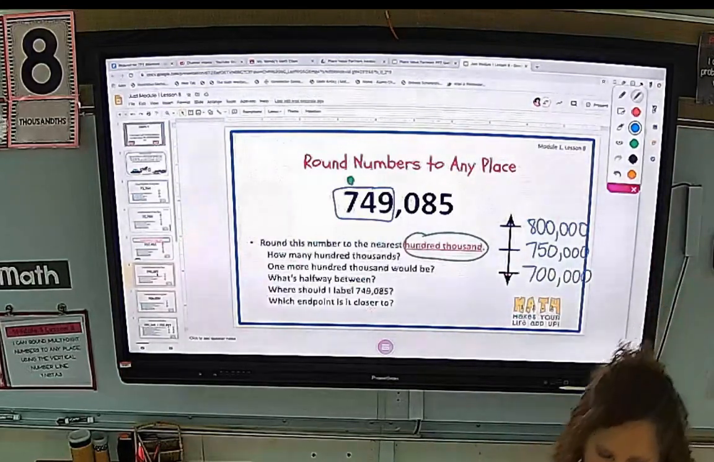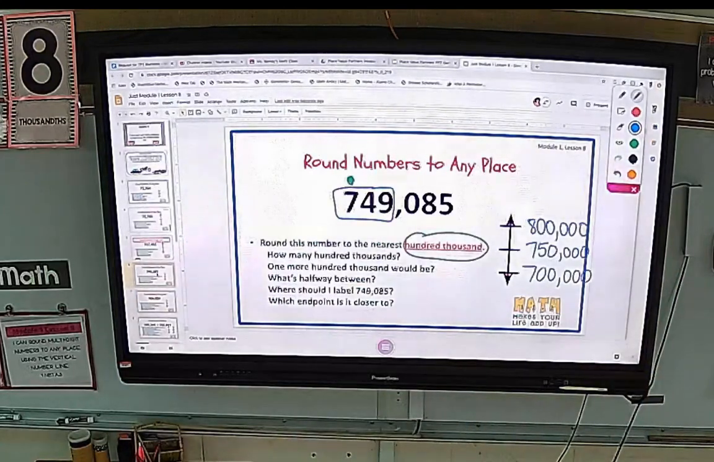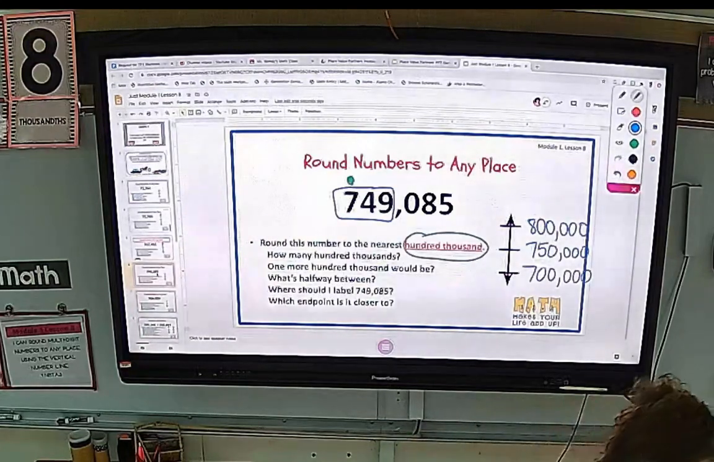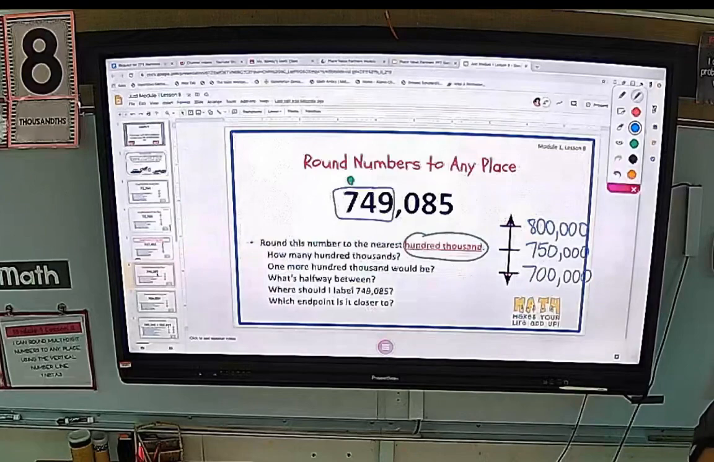Now I want you to put that on the number line to help you figure out what this rounds to. What is it going to be closest to? 700,000 or 800,000? Where did you put this number on the number line? Did you put it in the top half or the bottom half? Where'd you put it? You put it in the bottom half.